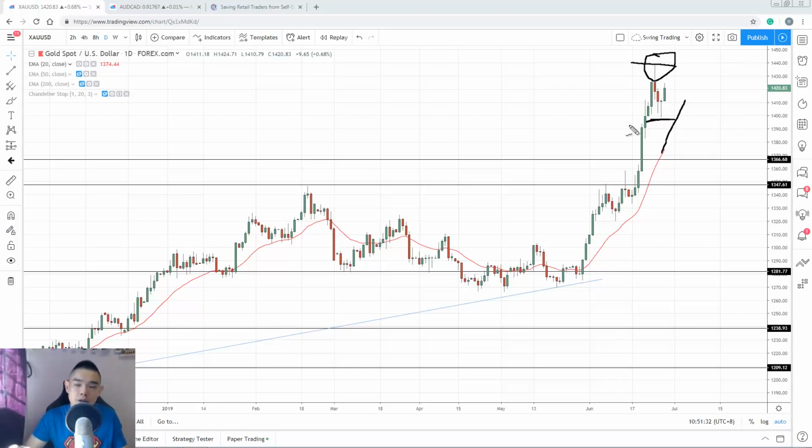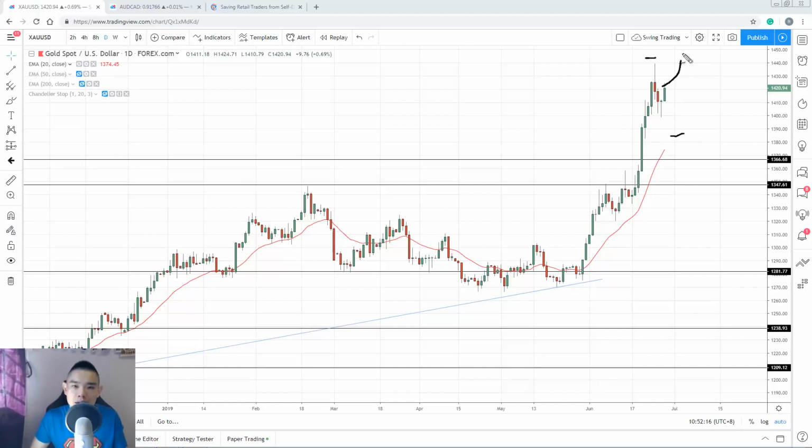Because as we mentioned earlier, a trend is only invalidated when it has a break of structure, when it forms lower highs and lower lows. So let's say I buy the break of these highs. Okay, I buy the break of these highs. Let's say my stop loss is somewhere below this swing low, somewhere here.